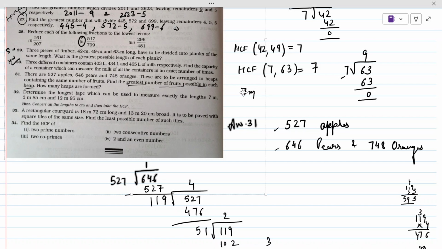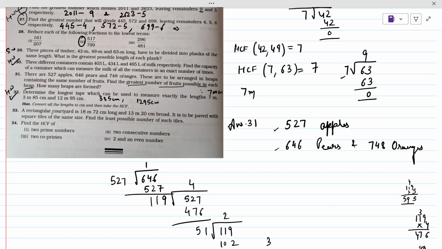So the first number will become 700 centimeter. This number will become 385 centimeter and the third number will become 1295 centimeter. And then we have to find the longest tape which can measure them exactly. That is, we have to find their common factor. So we have three numbers and you have to find their common factor. This is easy and I am leaving this as homework.